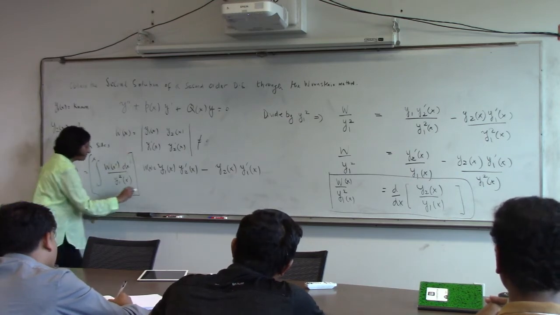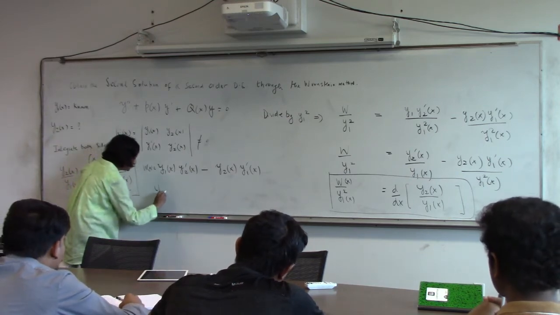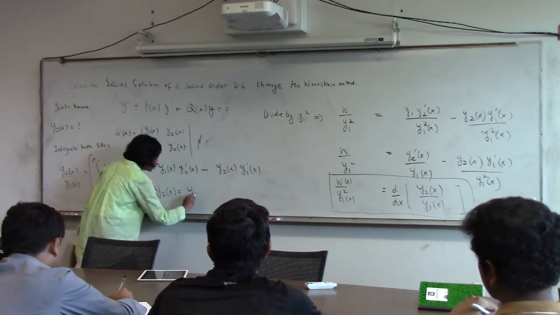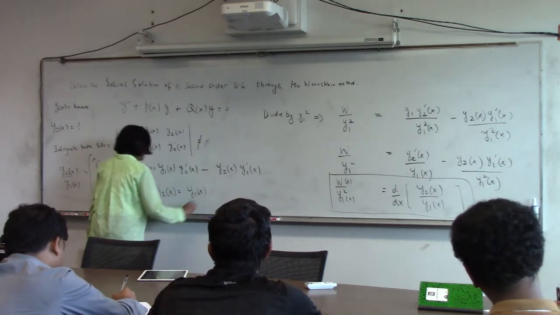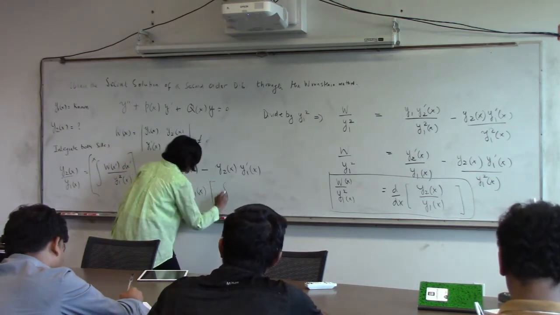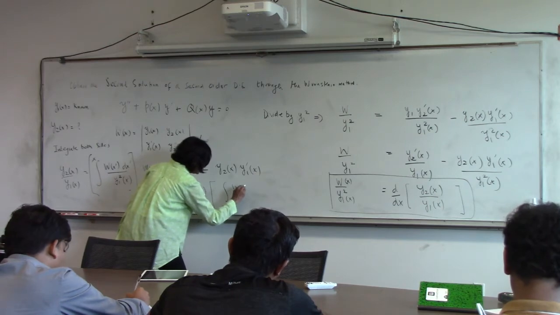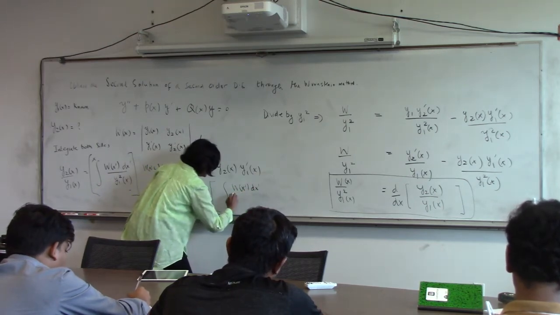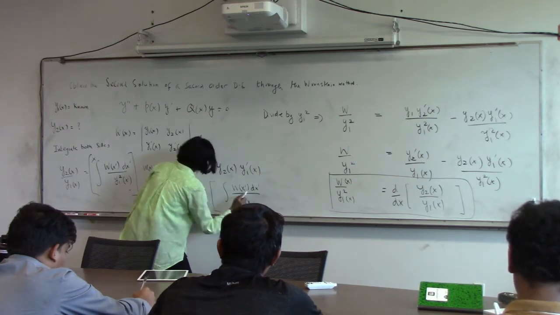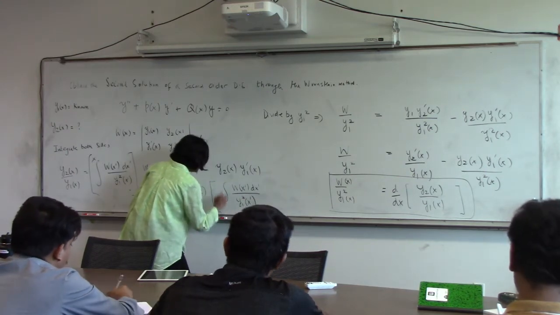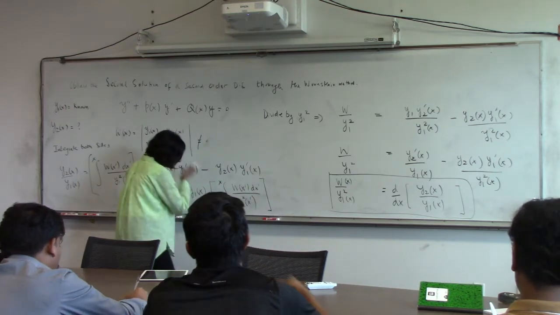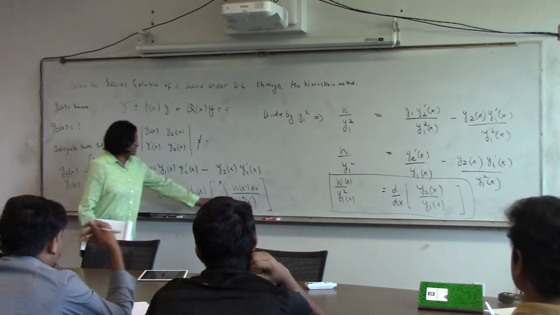So we now have a formula which says y2 x, the second solution, is nothing but the first solution times this quantity, the integral of the Wronskian divided by the first solution squared, which you already know, a function of x. You know all of them. So here you can put, most of the time you'll take it as 0, but it could be any constant.